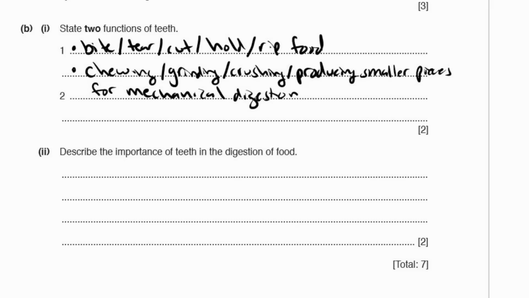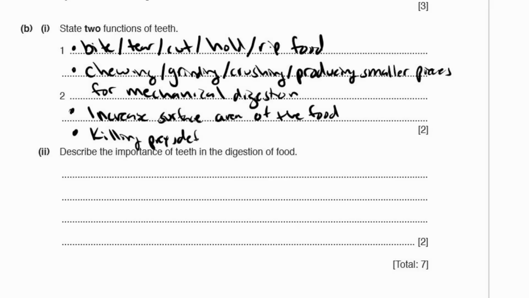Another thing you can say is that the purpose is to increase the surface area of the food for chemical digestion. And another thing you can say is killing prey, defense, and cleaning fur. Obviously you don't put down all of those, you only put down two of them.